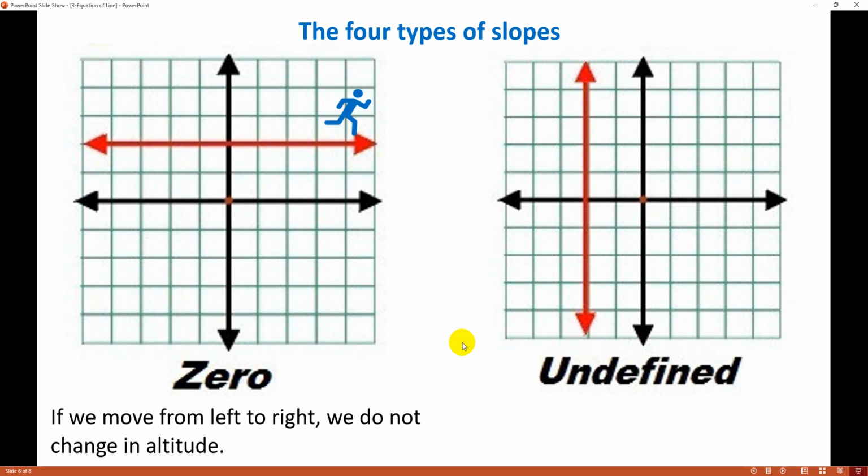Now, in this case, when the line is vertical, the slope would be undefined because basically we cannot move. The y can change, but the change in x is 0 because we're stuck there. We cannot move. We're stuck in one particular x. There is no change in x. So that's why the denominator is 0, no change in x, and the slope becomes undefined.